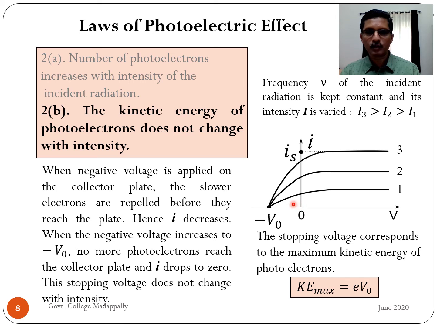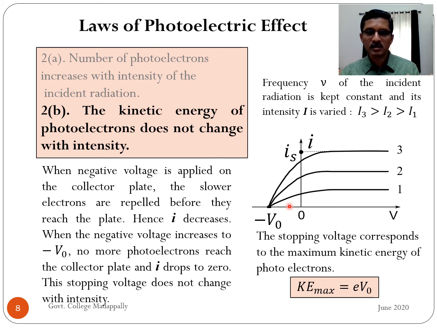When you increase the negative voltage, some of the electrons are repelled. Who are the electrons which are repelled? Those with lower kinetic energy. Okay, those with lower kinetic energy or slower electrons are repelled. So the faster electrons are able to still reach the collector plate.